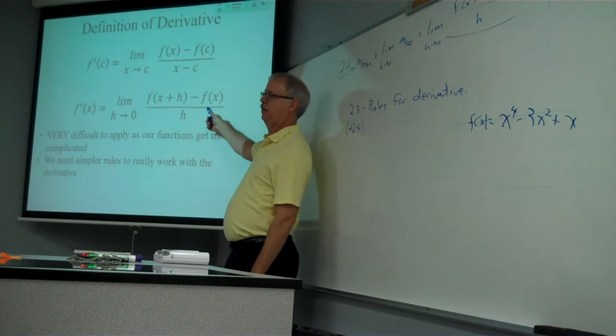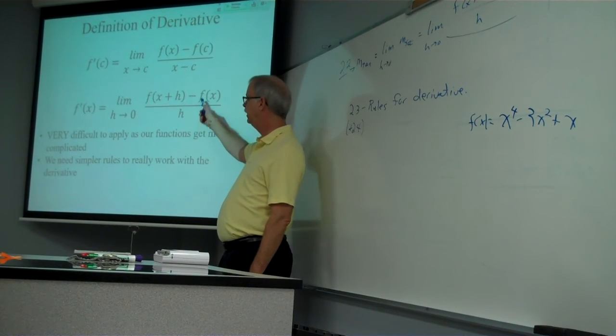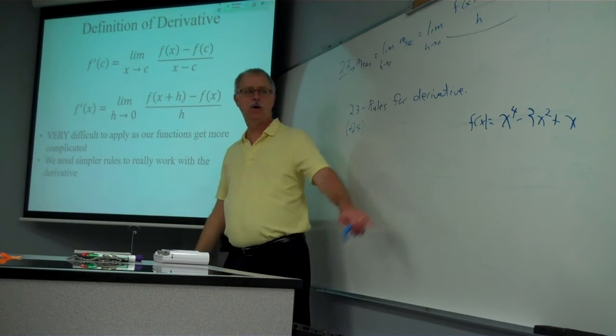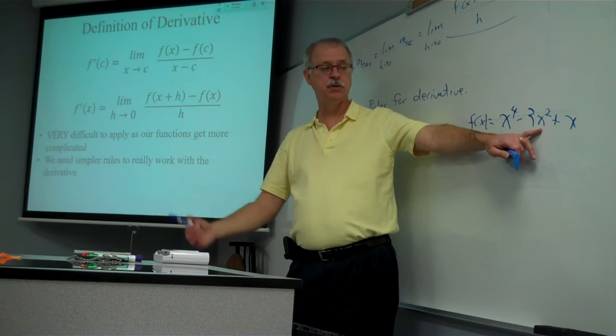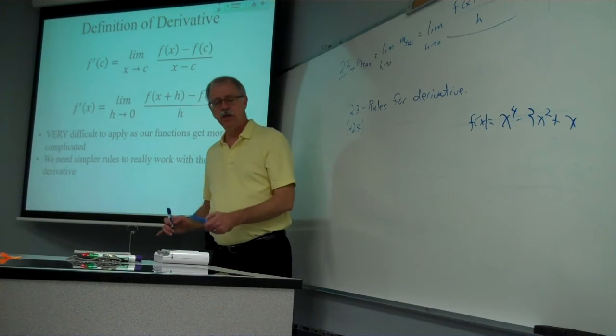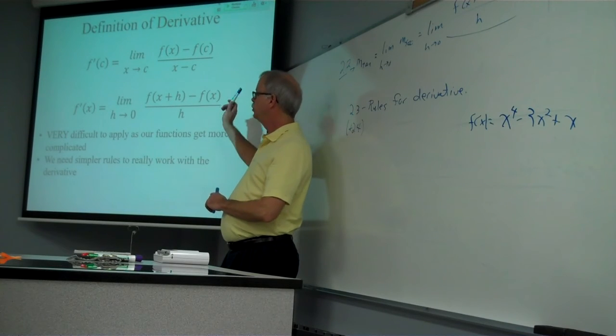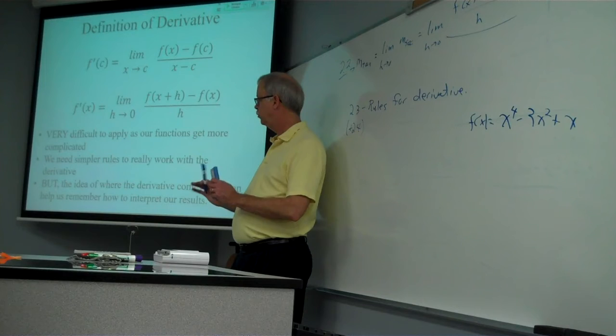With this, that would be an awful lot of algebra. It would be incredibly intense because we'd have to figure out what (x plus h) to the fourth is, (x plus h) squared. We've done that a couple times. You know, lots of places we can make mistakes. So as the functions get more complicated, we need simpler rules to really pursue this.